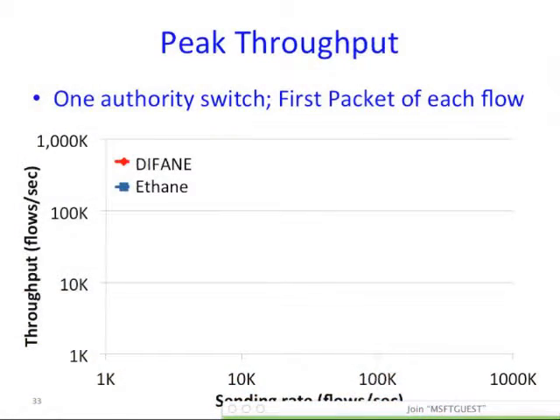So in order to be fair with Ethane, we only evaluate our prototype with a single authority switch. And also, since the key difference between the two architectures is the first packet of each flow, we only count the first packet of each flow. And then we increase the number of ingress switches to test the throughput of the two systems. So here I'm showing the throughput evaluation. The x-axis is the sending rate, and the y-axis is the throughput. And both are in log scale.